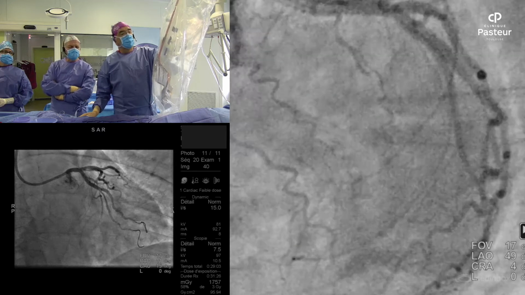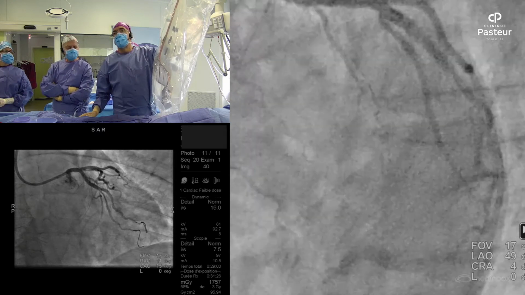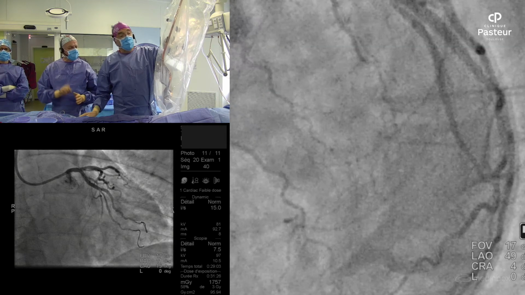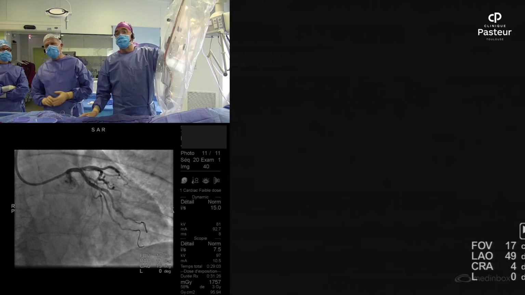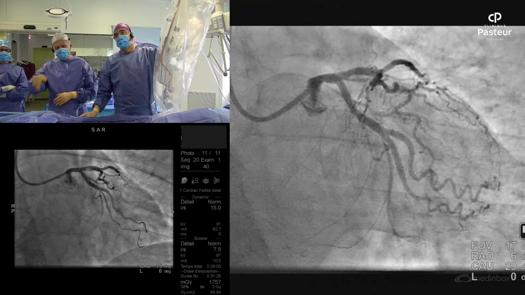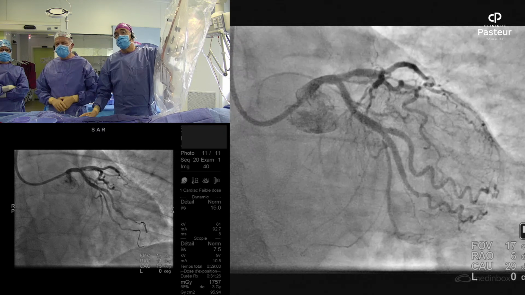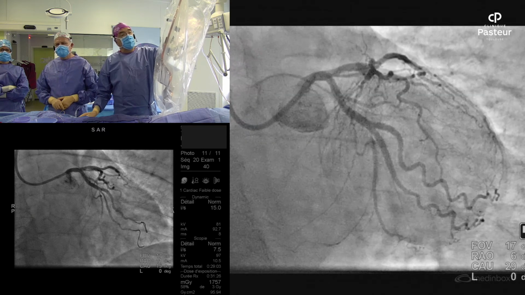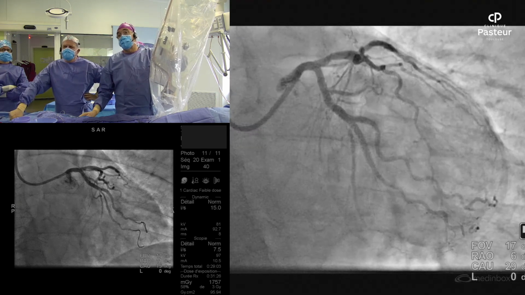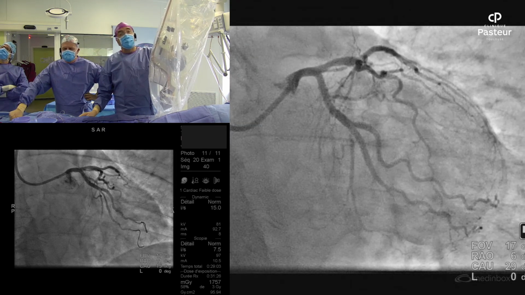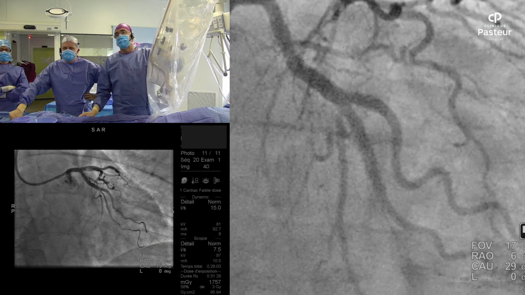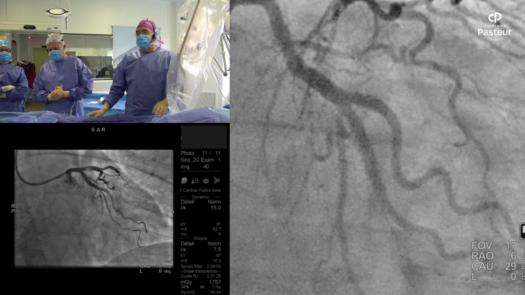So it's a perfect demonstration of bifurcation lesion with some technical difficulty. It was not easy at the level of the circumflex with already a stent, the tortuosity of the distality. That's the reason why we selected this patient, because we knew at the beginning that it would be quite difficult. It's not a standard simple bifurcation. But anyway, the result is good.